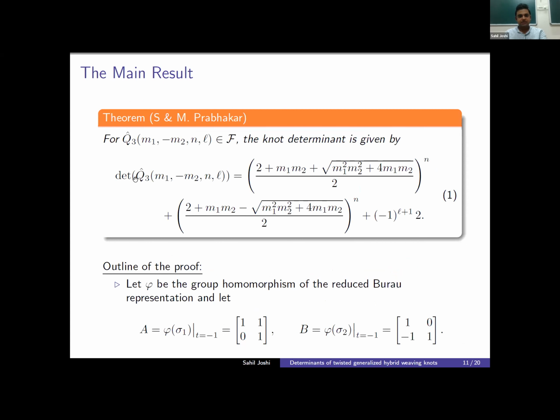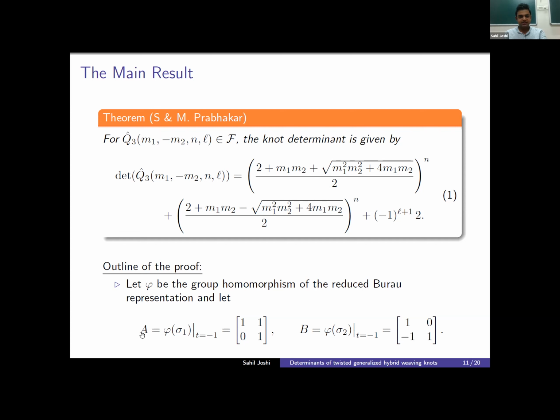This is our main result: for any twisted generalized hybrid weaving knot, the knot determinant can be given by this formula. This formula seems a bit complicated, but it is very simple. It turns out to be an eigenvalue of some matrix. So here is an outline of the proof. We can apply Birman's result. Suppose phi is the group homomorphism of the reduced Burau representation.